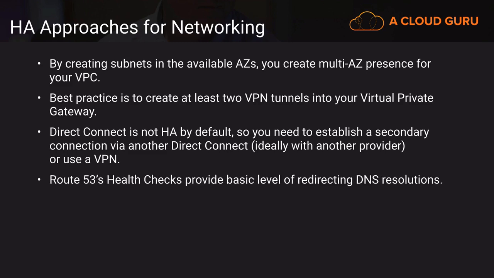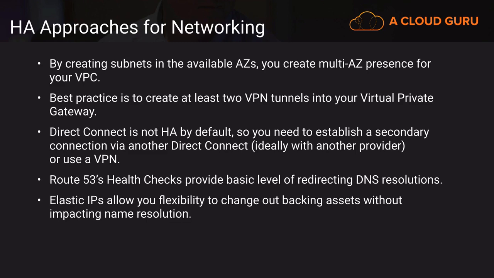Route 53's health checks can provide a nice way of hands-off failing over to another endpoint with regard to DNS resolution. And Route 53 is one of those rare services at AWS that has a 100% service level goal for name resolution. You should also use Elastic IPs because they allow you the flexibility of changing around the backend without having to repoint DNS entries.